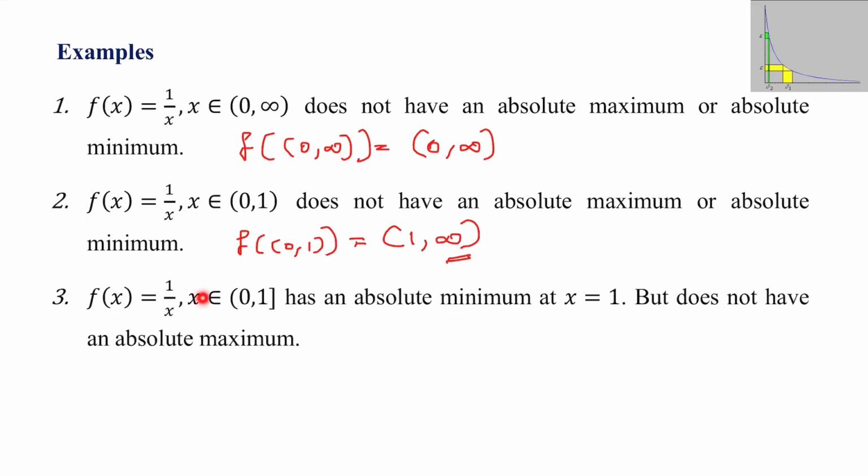Now I am taking the same function on the interval open 0 closed 1. Now f of open 0 closed 1 will be closed 1 infinity. Still this does not have an absolute maximum since the range is not bounded above, but it is bounded below by 1, and at the point 1 in the domain f of 1 is equal to 1 itself. So it has an absolute minimum at x equal to 1 but does not have an absolute maximum.